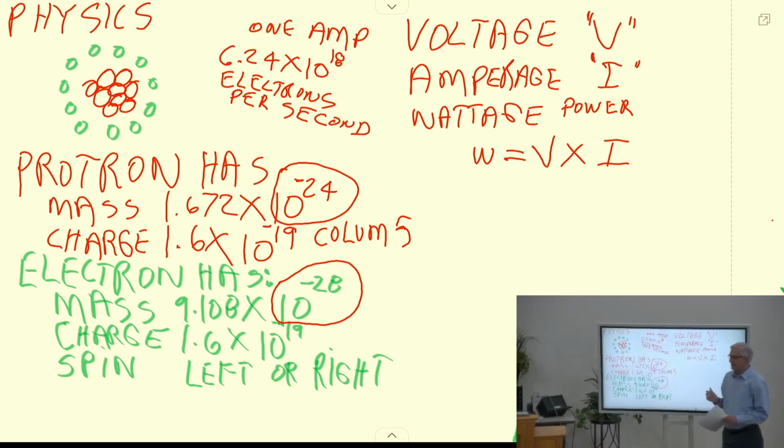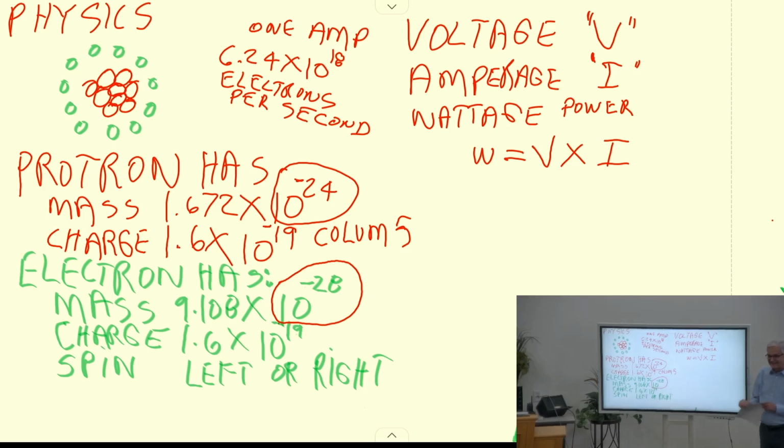So when you flow 1 amp through a wire, you are moving 6.24 times 10 to the 18th electrons. That many electrons are doing this hopping game. That's 1 amp.